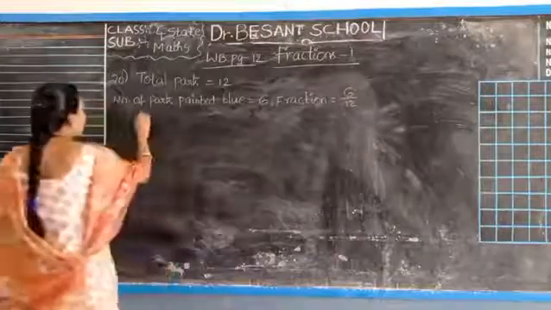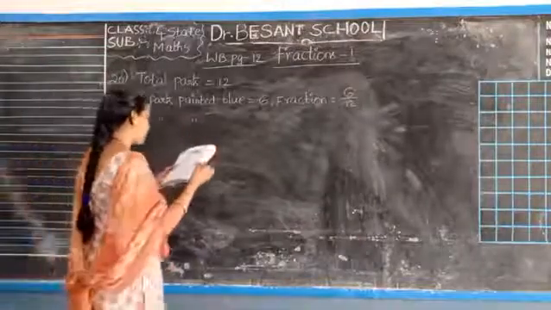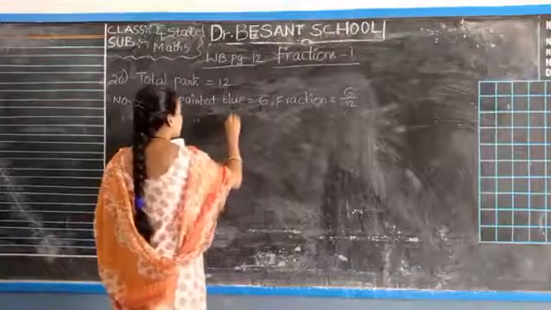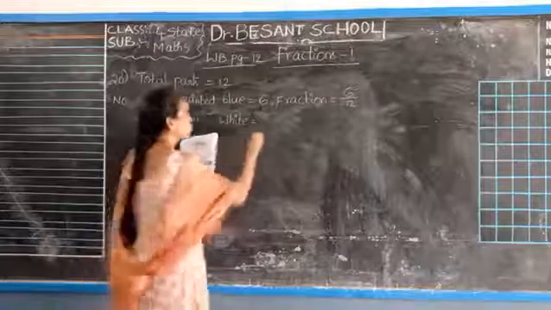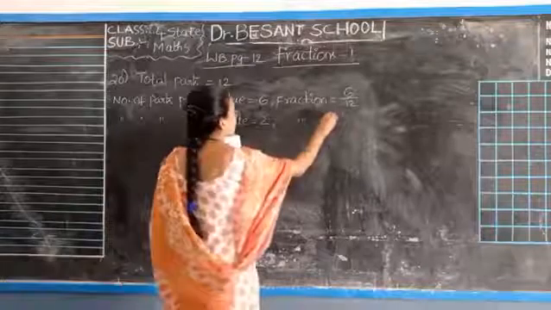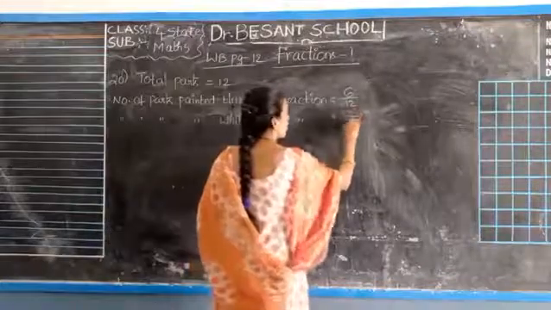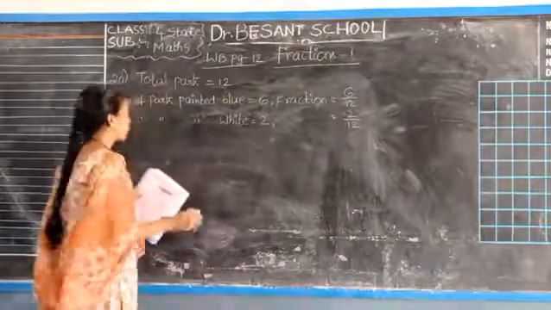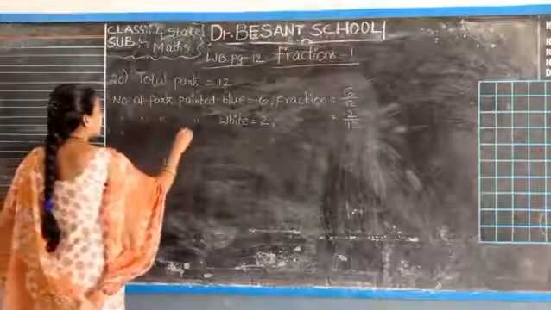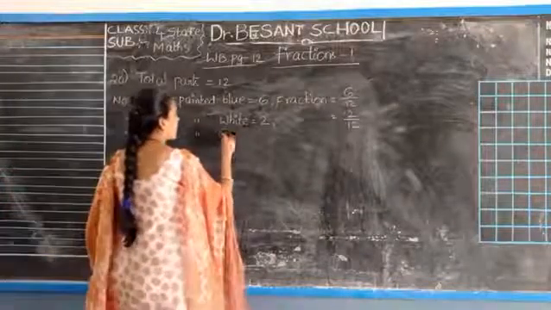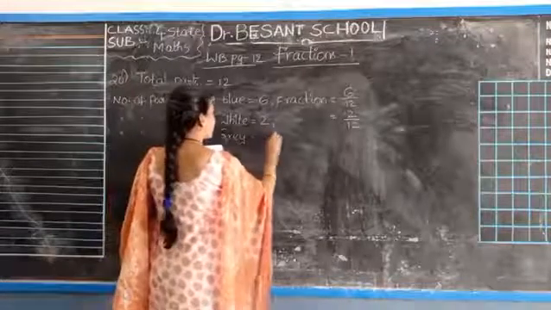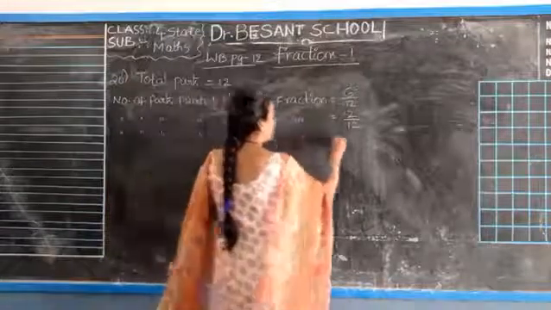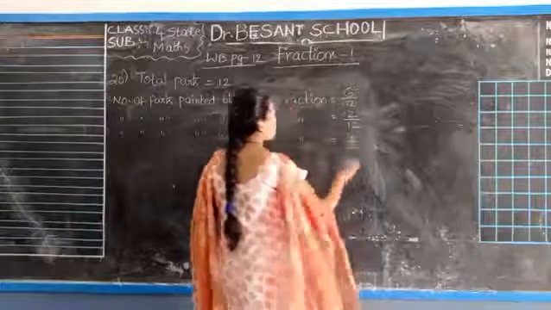Similarly, number of parts painted in the next color, white color. How many are there? 2 are there. Fraction for this is 2 by 12. Similarly, the number of parts painted in grey color. How many are there? 4 are given. So the fraction will be 4 by 12. 4 by 12 is the fraction.